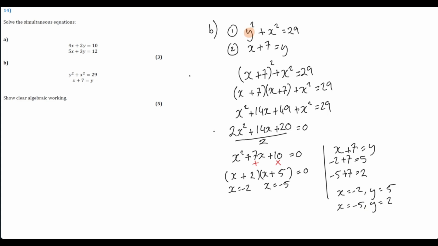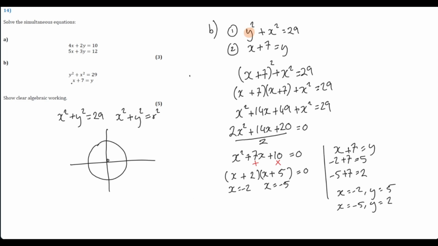Just for a little bit more context with this question B, the top equation, x squared plus y squared equals 29, is actually a circle equation where the center is 0, 0. So let's just quickly draw a circle, and let's say the center is 0, 0 there. What it's saying is that this bottom line, y equals x plus 7, intersects this circle at 2 points, which we see here: minus 5, and then y is equal to 2.